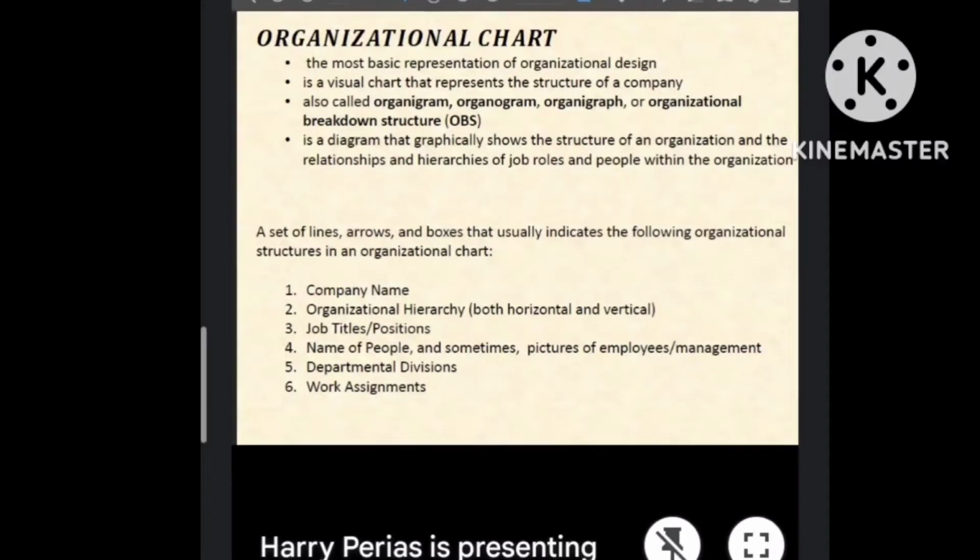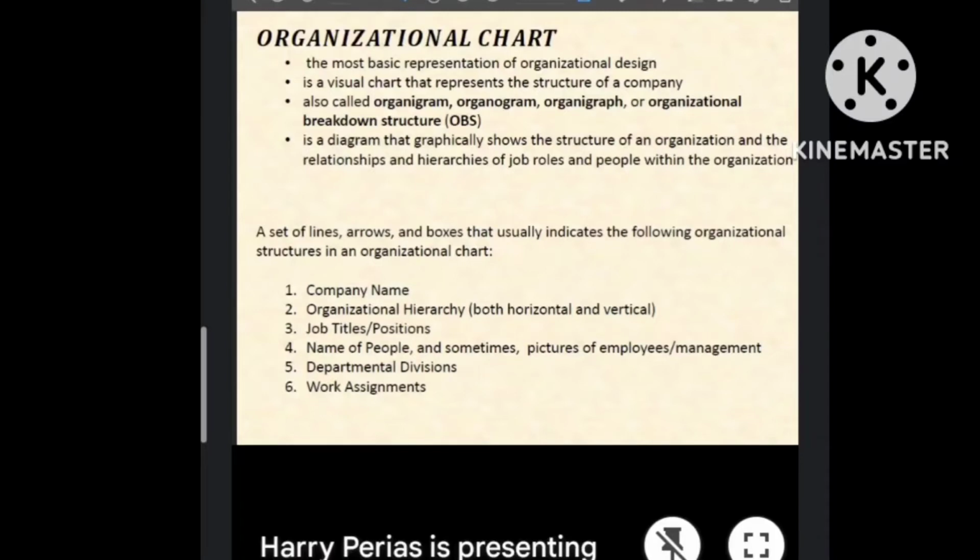So, ano nga ba ang makikita sa isang organizational chart? So, ang isang organizational chart is composed of a set of lines, arrows, and boxes that usually has the following organizational structures. Number one is the company name. Number two is the organizational hierarchy, both horizontal and vertical. So ito yung makikita mo kung ano yung chain of command ng isang organization.